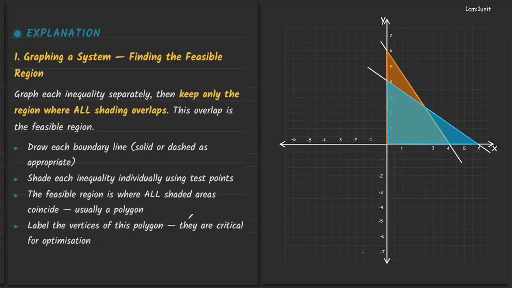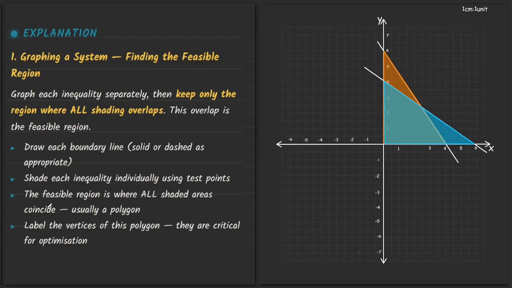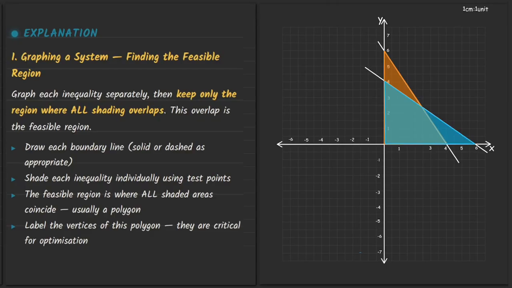So let's start by looking at a general overview of what to expect. Now, when it comes to graphing a system, we simply want to find the feasible region. As you would have noticed in the vocabulary, the feasible region is the overlapping shaded area satisfying all the inequalities in the system simultaneously. So that is our aim. That is what we want to look for.